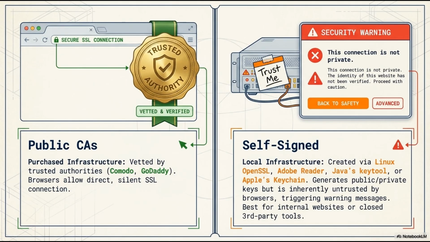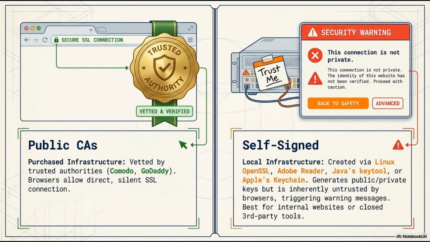But the other side of the slide covers self-signed certificates. These are created locally by a network admin using local infrastructure tools like Linux OpenSSL, Adobe Reader, Java's Key Tool, or Apple's Keychain. Right. They generate the exact same mathematical public and private keys, but there is a massive catch. Because you basically just vouch for yourself, right? Exactly. You're vouching for yourself. So these certificates are inherently untrusted by public browsers. If you try to use a self-signed certificate on a public-facing website, the user's browser is going to trigger a terrifying warning page. Oh, your connection is not private screen. Yeah, throwing up red flags, warning the user that attackers might be trying to steal their information.